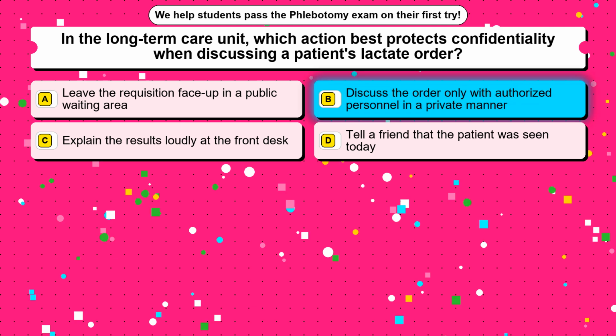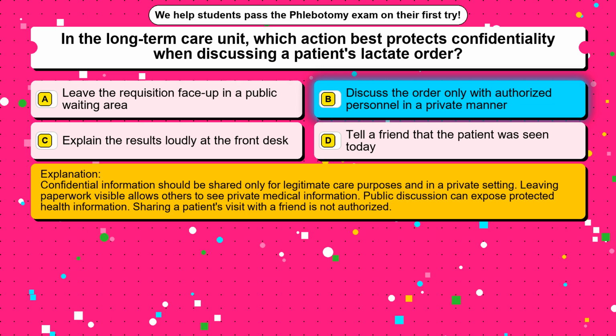The correct answer is option B. Discuss the order only with authorized personnel in a private manner. Confidential information should be shared only for legitimate care purposes and in a private setting. Leaving paperwork visible allows others to see private medical information. Public discussion can expose protected health information. Sharing a patient's visit with a friend is not authorized.